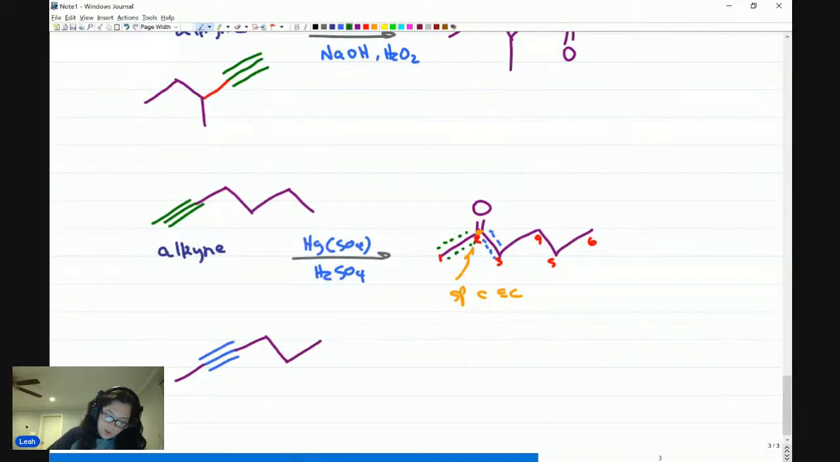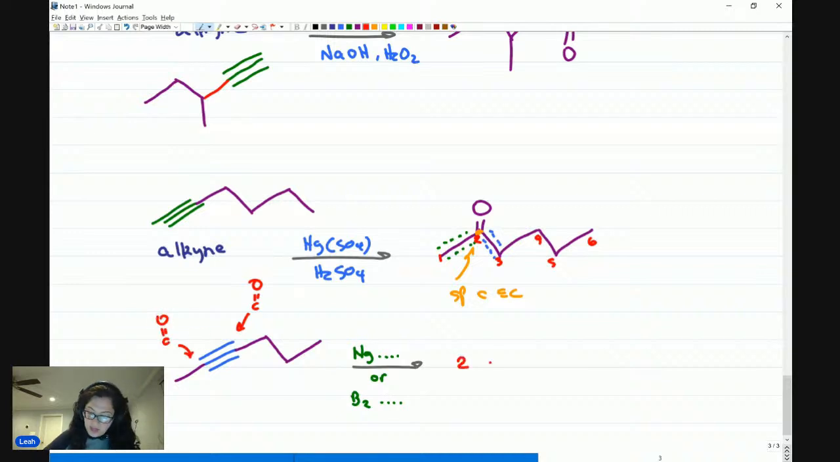But now I can use either reagent. It doesn't matter because it's internal, so they'll both give me the same thing. I can do Hg, or I can do B2, but I can get a carbonyl here or a carbonyl here, and that means I'm going to get 2 products, which your professor may not want, but I want you to be aware of it.